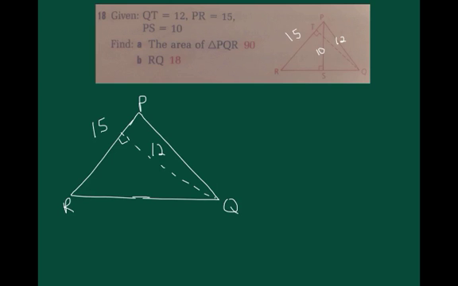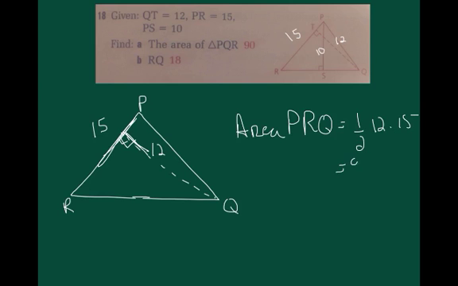If I redraw the triangle, I can see that I'm going to use 15 as my base, even though it's not on the bottom, and 12 as my height, even though it's not drawn vertically. Because I'm looking for the area of PRQ, it doesn't matter which side is my base or which side is my altitude. All I need is a side that is perpendicular to an altitude, and certainly PR and TQ will do. So my area is going to be 1/2 times 12 times 15, which equals 90.